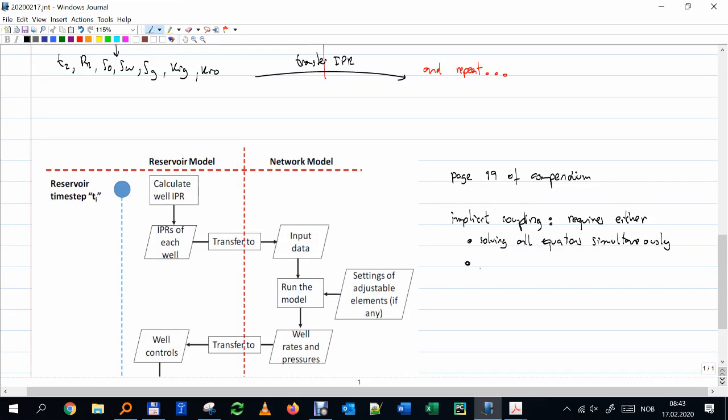Also, you can rerun the step until some convergence is achieved.